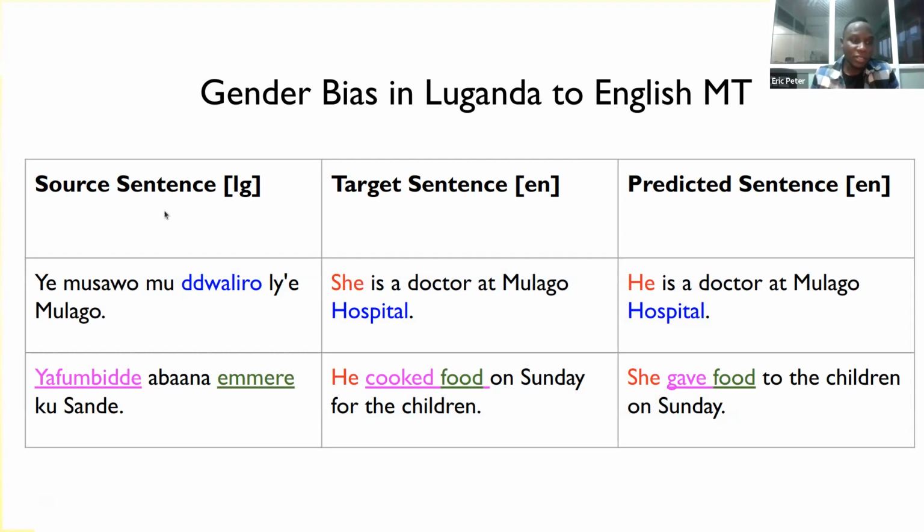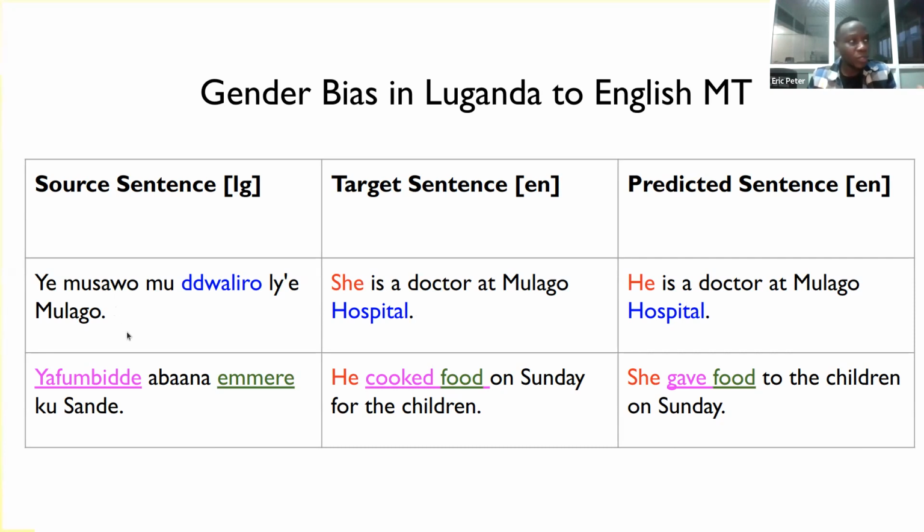For the source sentence, I tried to provide some simple graphics, because most people on this call don't understand Luganda. Sorry for that. The translation for hospital is given here, and the words or characters in red mean that we don't have them in the source sentence.